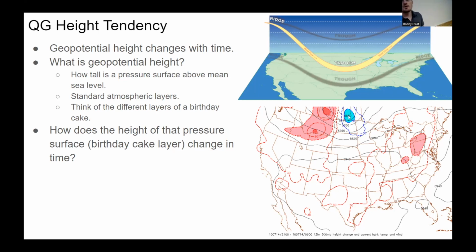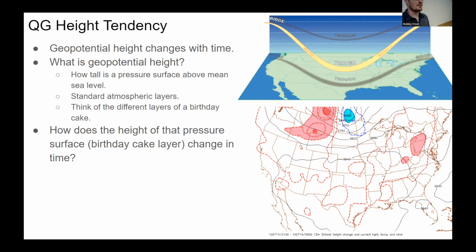This is a really common plot that you'll see. This comes from the SPC mesoanalysis page. We use this a lot, but this shows the 12-hour 500 millibar height change. And you can see you've got a big area of negative 30 decameters and then negative 60 right there. So that tells you how far the atmosphere has changed in 12 hours.